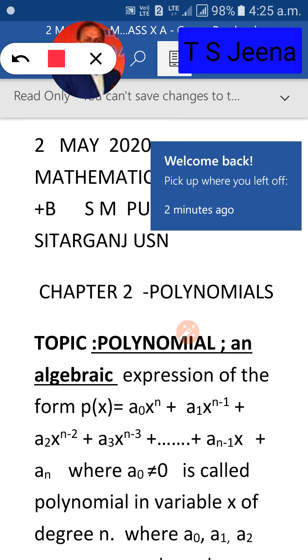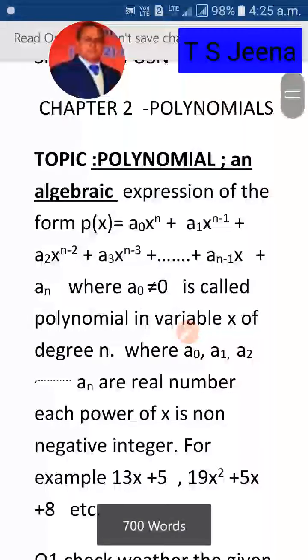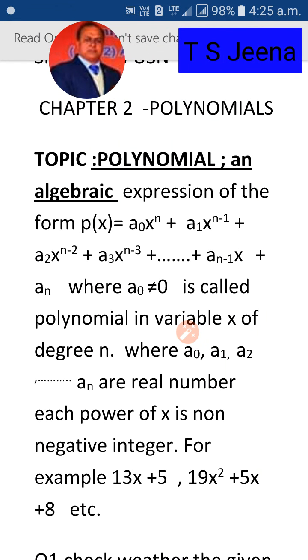Polynomials are algebraic expressions of the form p(x) equal to a0 x to the power n plus a1 x to the power n minus 1 plus a2 x to the power n minus 2 plus a3 x to the power n minus 3 up to plus an, where a0 is not 0, called a polynomial in variable x of degree n, where a0, a1, a2 are real numbers and constants. Each power of x is a non-negative integer.